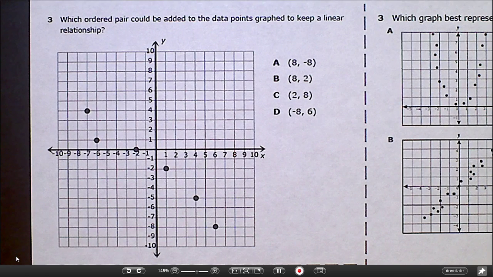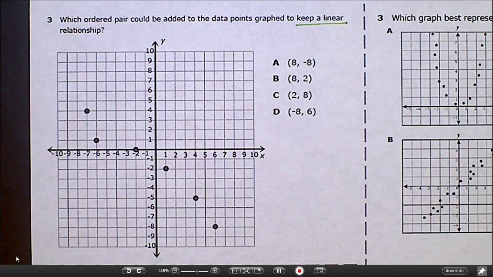All right, now let's look at number three, the first number three on the back. It says which ordered pair could be added to the data points graph to keep a linear relationship. So we want to keep that linear relationship. So what I'm going to do is graph each one of these maybe in a different color. You go ahead and do this with your pencil, and we're going to label them A, B, C, D so that we can see which one actually fits in the line.